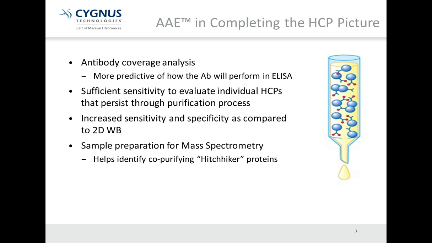So to close out AAE, AAE is a superior method to predict how the antibodies will perform in the host cell protein ELISA. It can enrich HCPs and deplete product proteins, so it can also be valuable in the analysis of downstream samples. And AAE is an excellent sample preparation tool for mass spec.